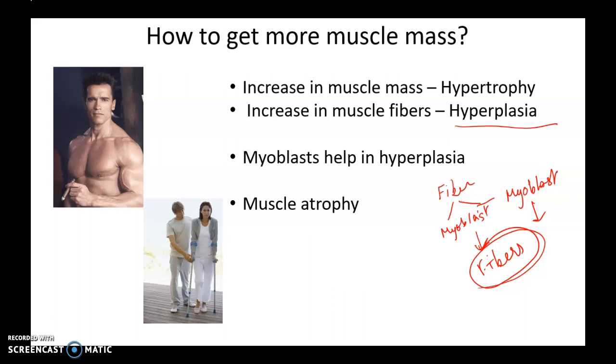All right. And also remember hypertrophy. The muscle fibers are not increasing. We are only having more myofibrils and myofilaments in that case. All right. We will start a new video with muscle atrophy.